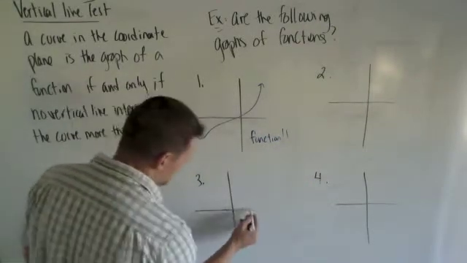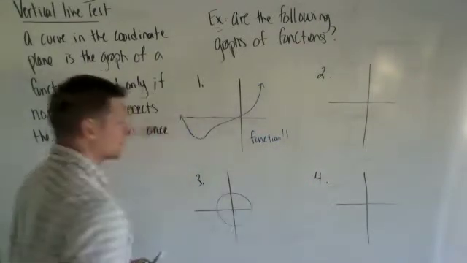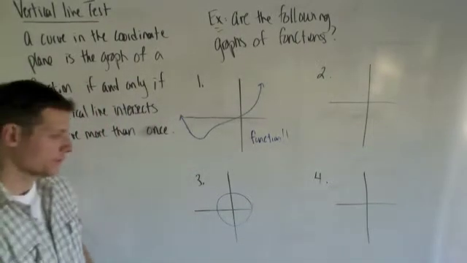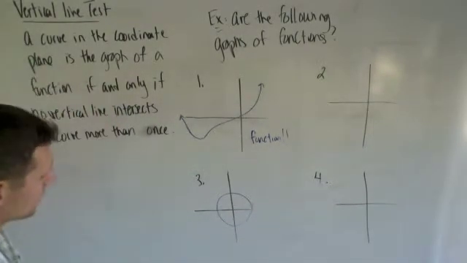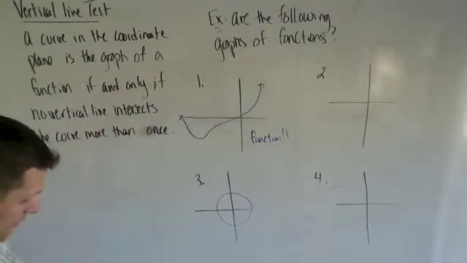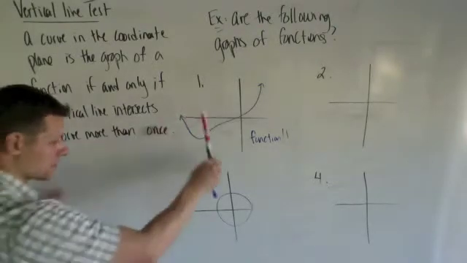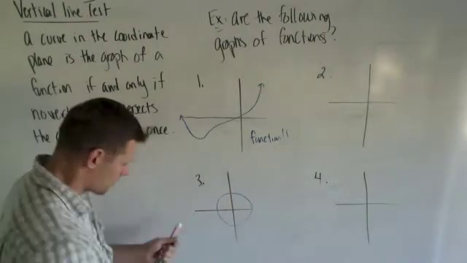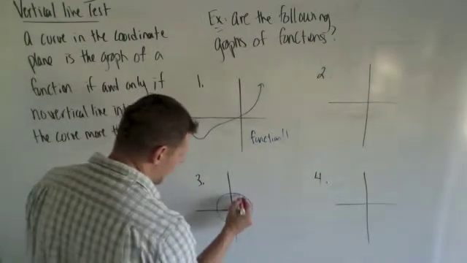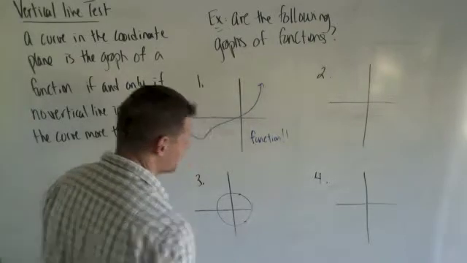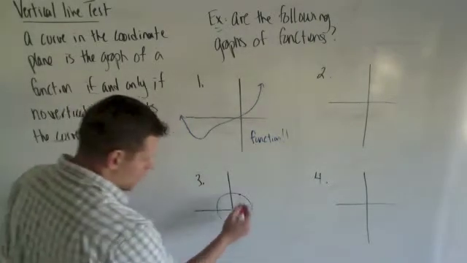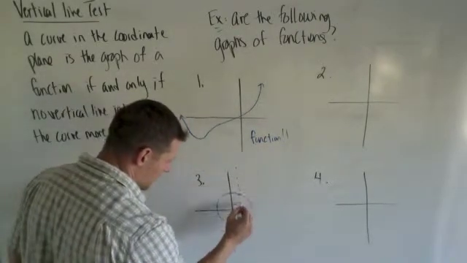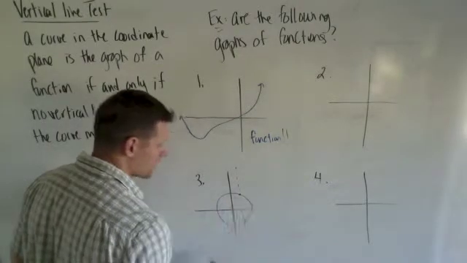Now, why is the graph of this circle here not a function? Well, number one, it doesn't pass the vertical line test. Can I find a vertical line that intersects the graph more than once? Yes. Boom, there's one. And that should make sense, right? Well, this vertical line touches this circle in two spots.